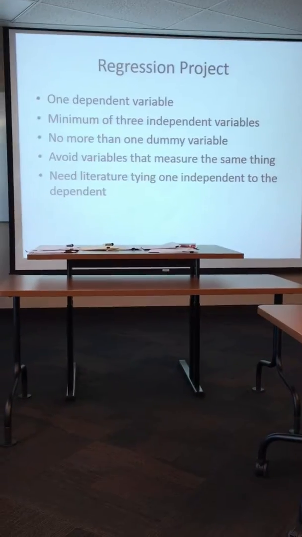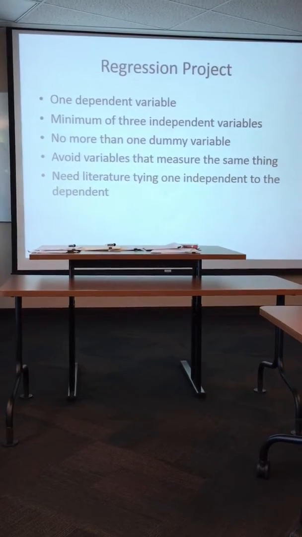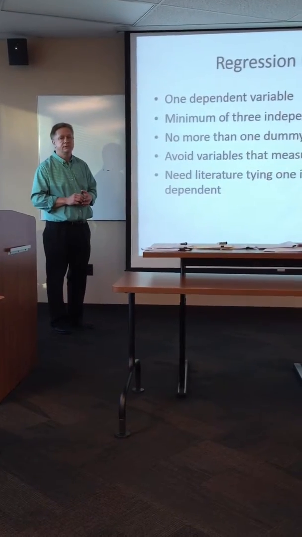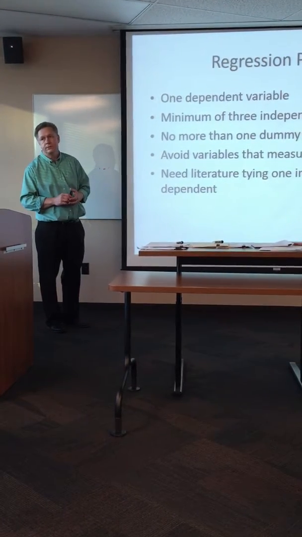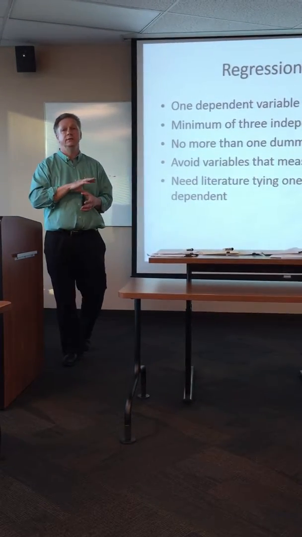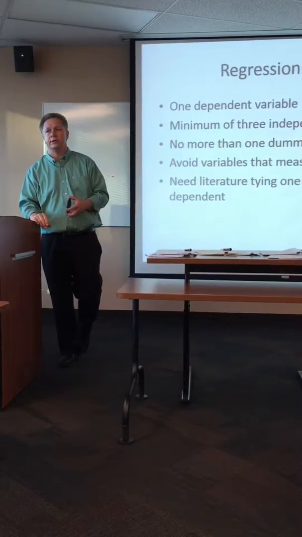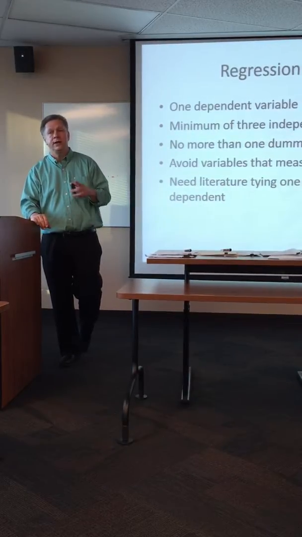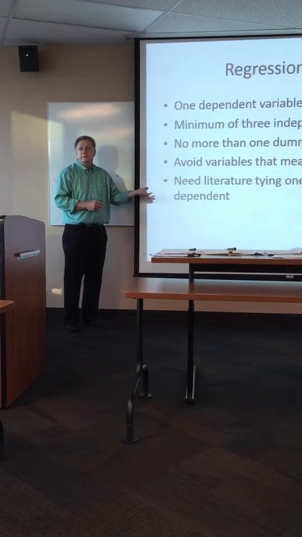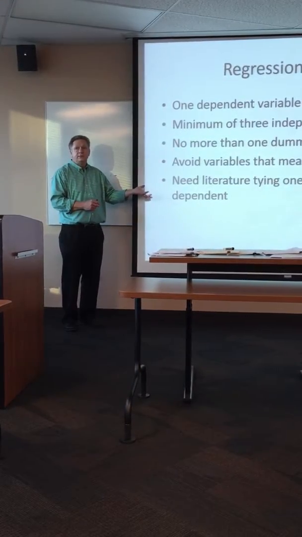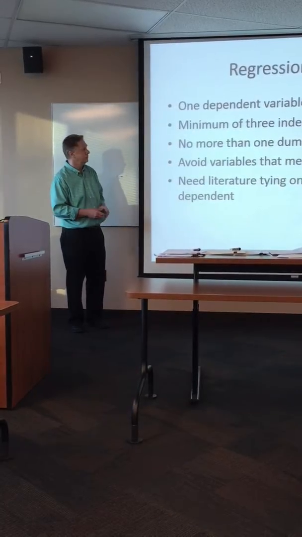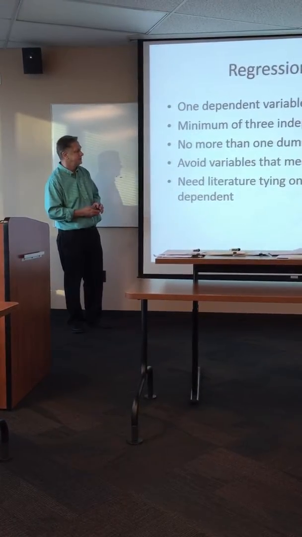There has to be some literature tying at least one of your independents to the dependent. So somebody somewhere wrote an article. You can go to library.anderson.edu and you can search and find a gazillion articles in all sorts of journals. Find one of them where they said, oh yeah, the weight of kids in school is based upon the amount of exercise they get. Okay, that's the one I'm going to use. So I'm going to tie that together. Find something that ties that together.